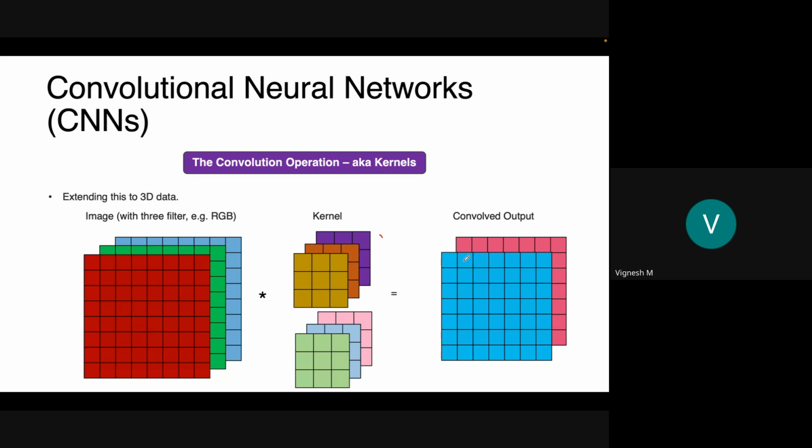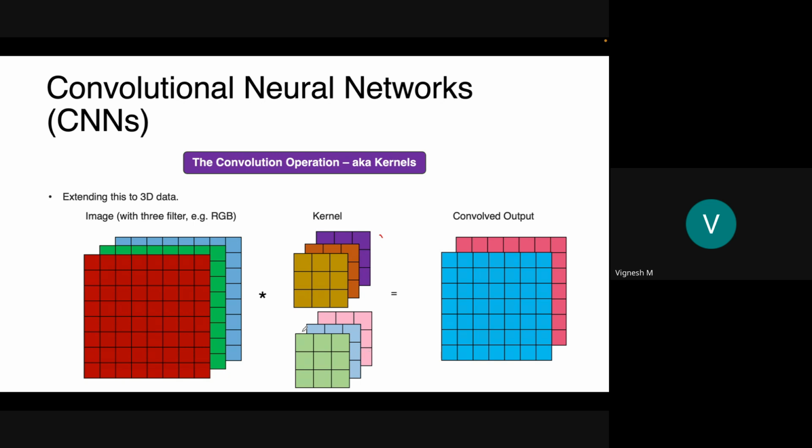So the convolved output can basically have as many layers as the number of kernels that you have applied to this signal. So if you have an M-layered kernel, you'll have an M-layered output. Now, what sort of kernels can this be? Let's say this is RGB. So if I take this specific kernel, what type of kernel could this be?